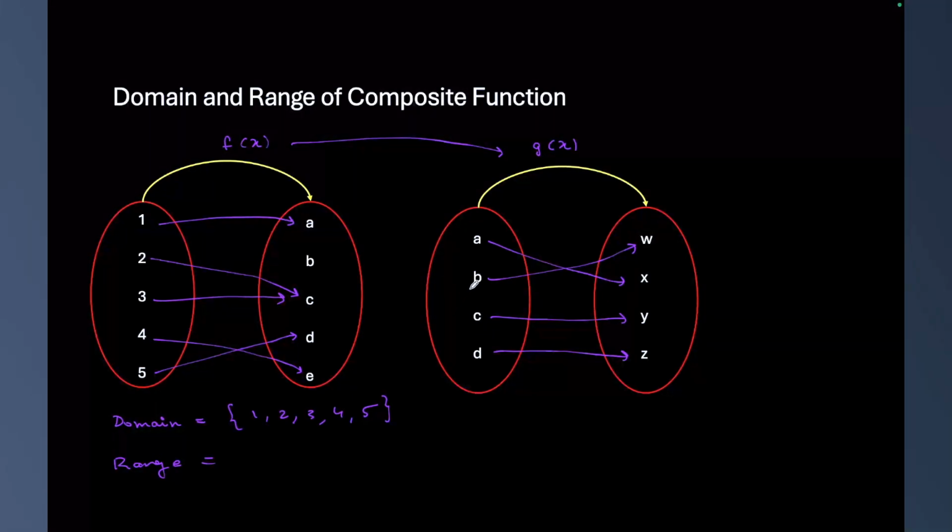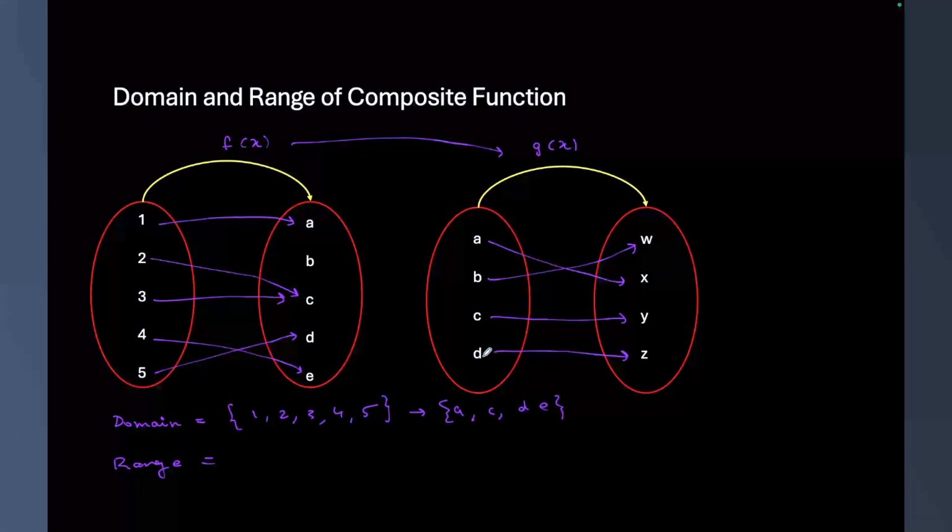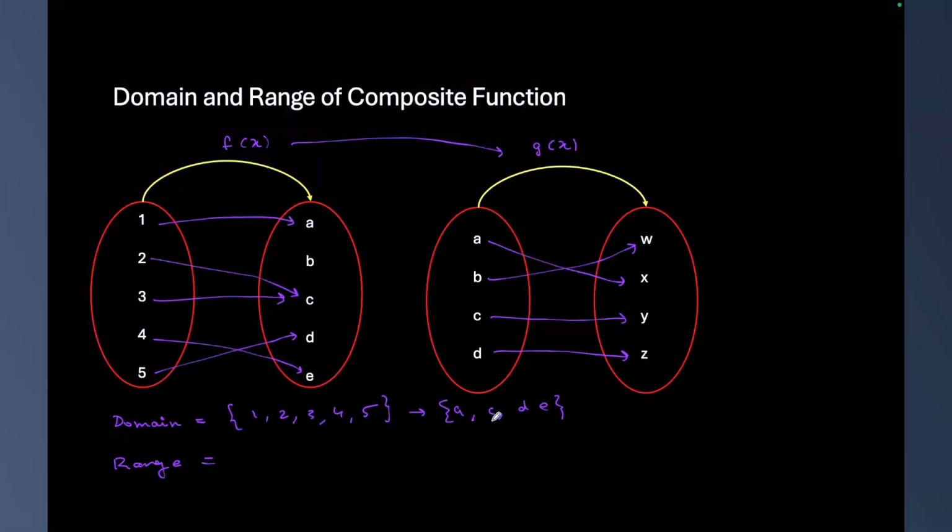Okay, perfect. Now, let's say I have A, C, D, and E. So the range of this is actually A, C, D, and E. That's my range. What's my domain here? A, B, C, and D. So I have A, C, and D. I don't have E, and I don't have B. So my domain for my g of x would be A, C, and D.